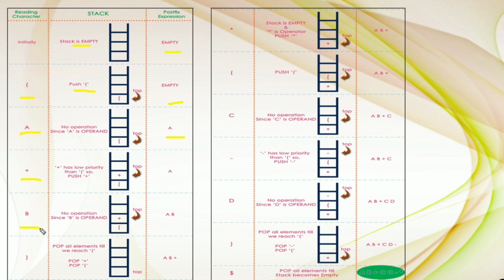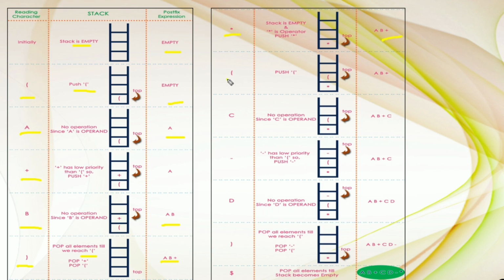Next read character is B, and no operation is performed. B is directly written into the output. Next read character is right parenthesis. Then we have to pop all elements till we reach the left parenthesis. The top element popped first is the plus, which is written to the result, and the left parenthesis is popped and removed. Next reading character is star, and now the stack is empty, so we can push that into the stack. The result is AB+.